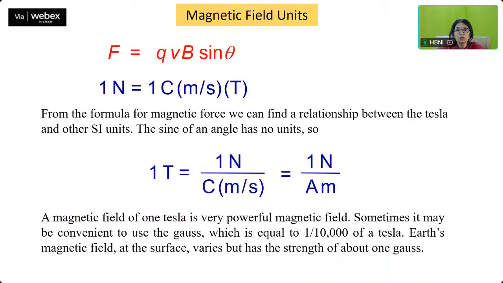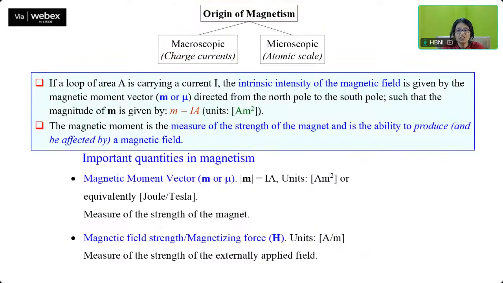If you look into the units, 1 Tesla is nothing but 1 Newton divided by coulombs times meters per second, which is basically 1 Newton per ampere meter. So 1 Tesla is a very powerful magnetic field. Previously people used the Gauss, which is 1/10,000th of a Tesla. Earth's magnetic field at the surface varies, but has a strength of about 1 Gauss. Okay, so these are the magnetic field units.